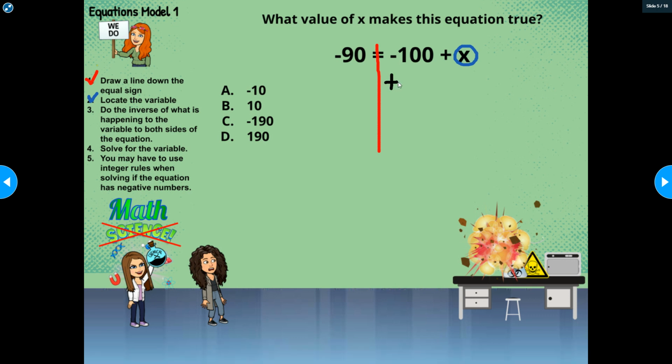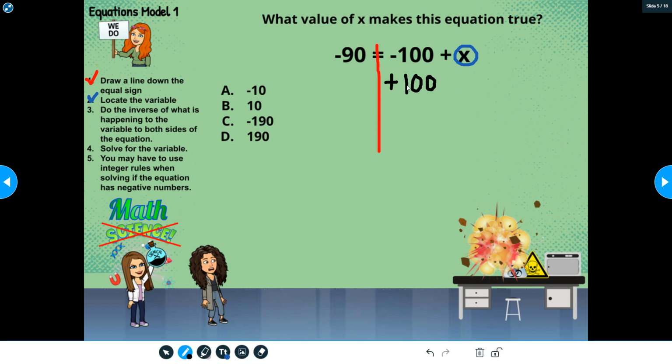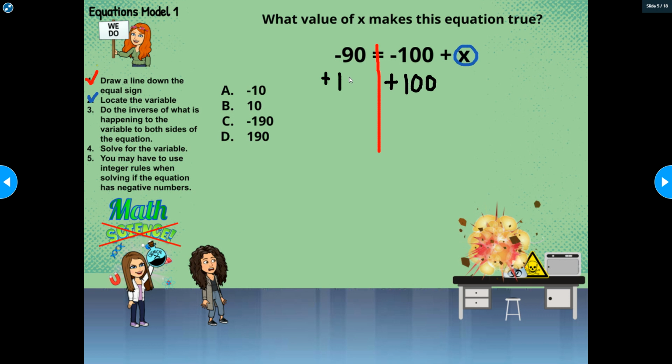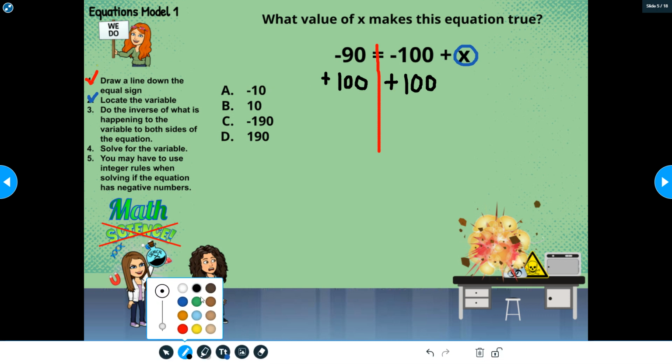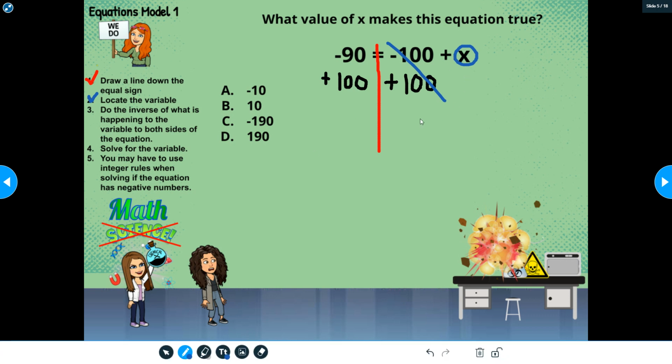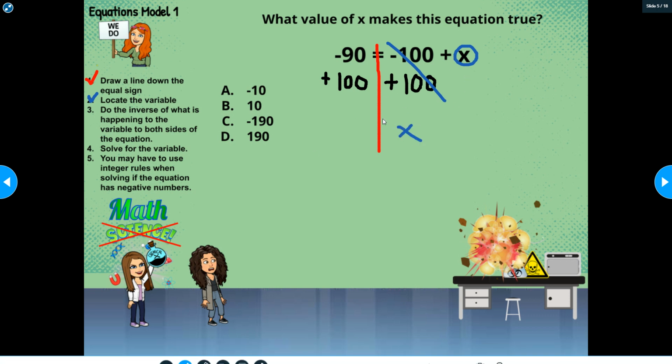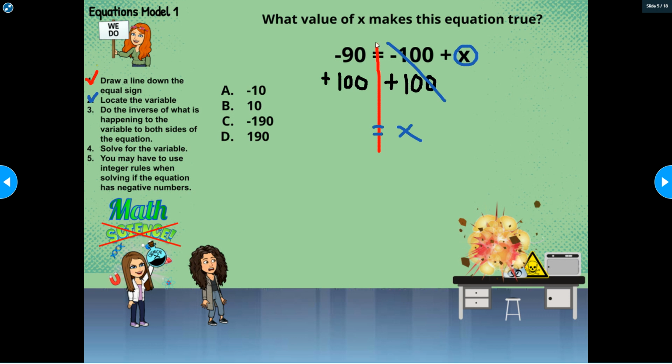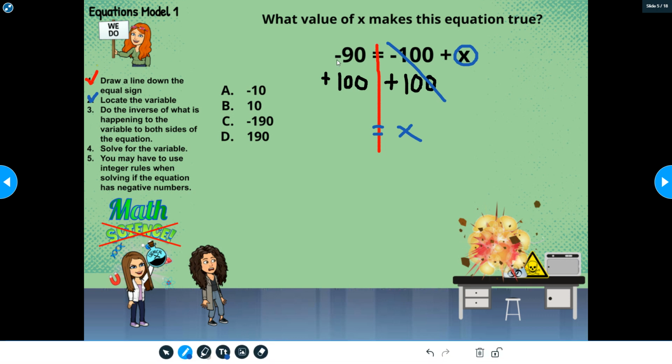So let's go ahead and do that. I add it here because I'm doing the opposite of whatever's happening to x. So it's adding negative 100, and I need to add positive 100. I'm going to do that to both sides. Negative 100 plus 100 is just 0, so that cancels out. We can bring down our variable and our equal sign, and then all that's left is to do this part.